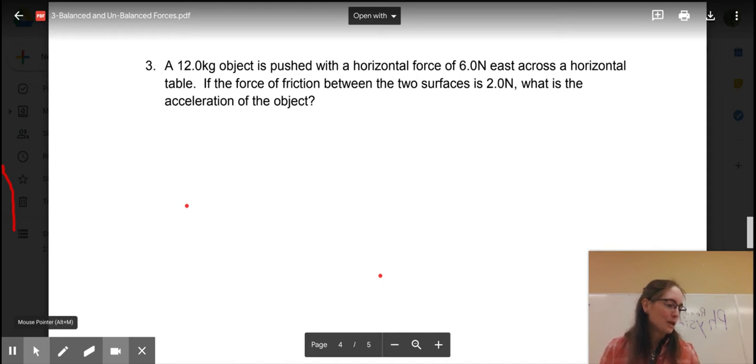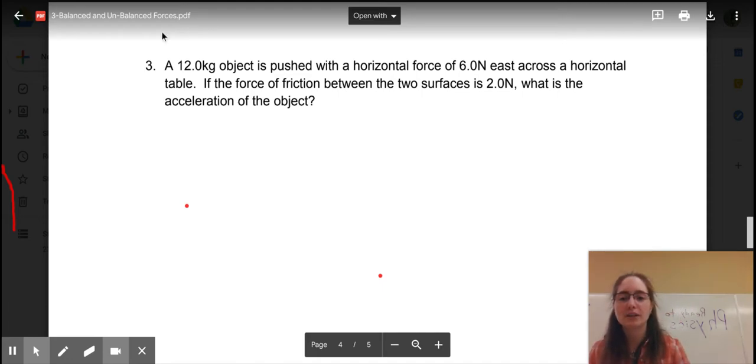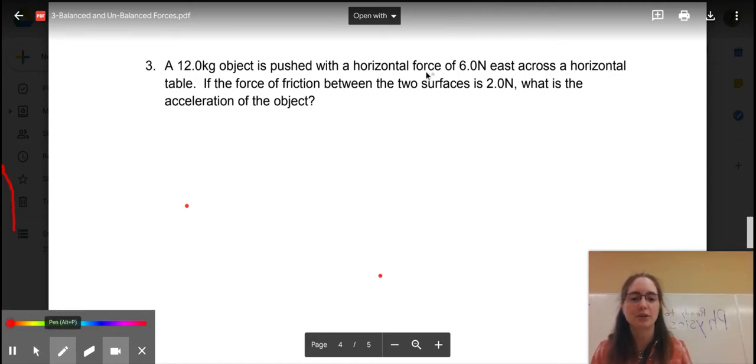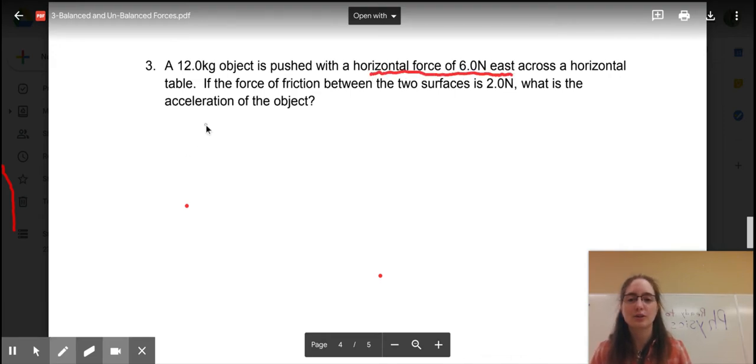Okay. So for number 3, a 12-kilogram object is pushed with a horizontal force. So keyword horizontal force, that's what we're going to be focusing on, of 6 newtons east across a horizontal table. Now we have the mass, so keep that in mind, that's also important. If the force of friction between the two surfaces is 2 newtons, what is the acceleration of the object? All right, let's list out what we have.